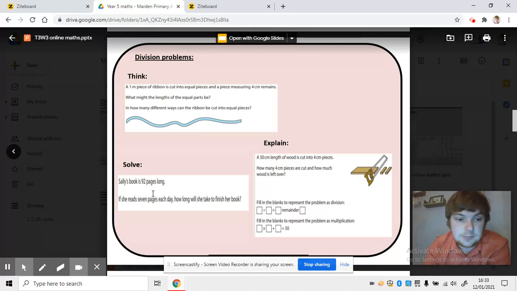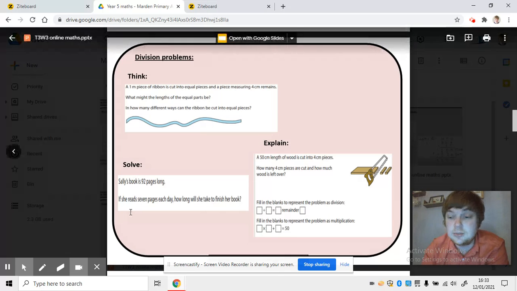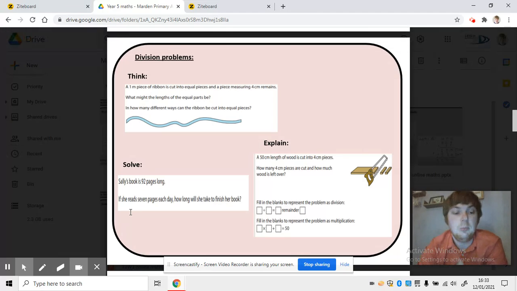When you've done that, you've got this solve here. Sally's book is 92 pages long. If she reads 7 pages each day, how long will she take to finish her book? Okay, so you need to work out from that your division equation and work it out. And obviously, if you have a remainder, and I'm not saying if you do or you're not, you will need to work out whether that means we round up or we round down, linked very much to your solve from yesterday.